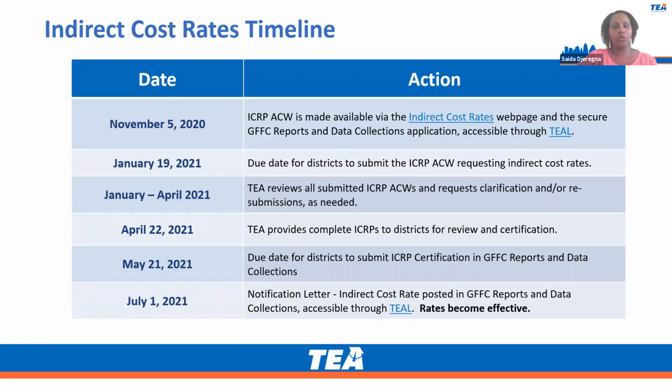And then July 1st, 2021, we will upload individual notification letters to GFFC reports and data collection, and also have the rates. The rates are also going to be available on the indirect cost rate webpage, and then of course they become effective.